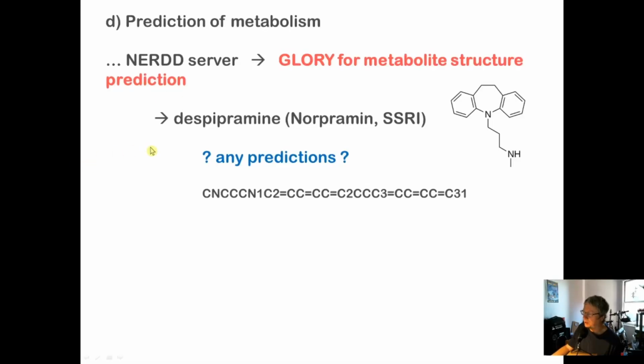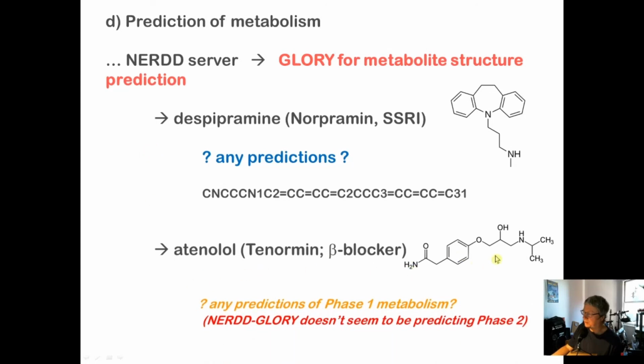So that's desipramine. How about, let's do atenolol now and look at some of the possible phase 1 metabolism. And yeah, the Glory server, I thought it actually predicted phase 2, but it wasn't doing it very well. It doesn't do it. So it's not predicting phase 2, it's only predicting phase 1. And that's what the other tool we were talking about, the Biotransformer, the Canadian website, actually does a phase 2 metabolism analysis. But let's look at phase 1 metabolism of atenolol. And I've got to get the SMILES again. Here's the SMILES.